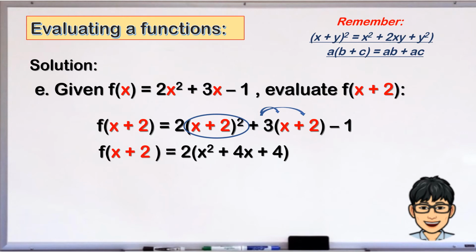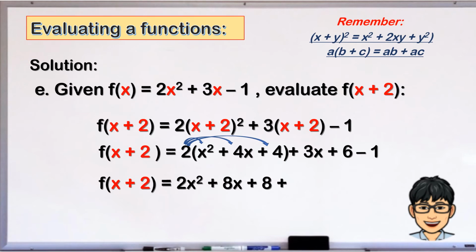Next, let us distribute 3 sa loob ng binomial using distributive property. So, we have 3 times x is 3x and 3 times 2 is 6. And then, minus 1. Sunod, i-distribute natin yung 2 sa loob ng trinomial. Kaya we have 2 times x squared is 2x squared. Then 2 times positive 4x, that is positive 8x. And 2 times 4 equals 8. And then, copy lang natin yung 3x plus 6 minus 1.